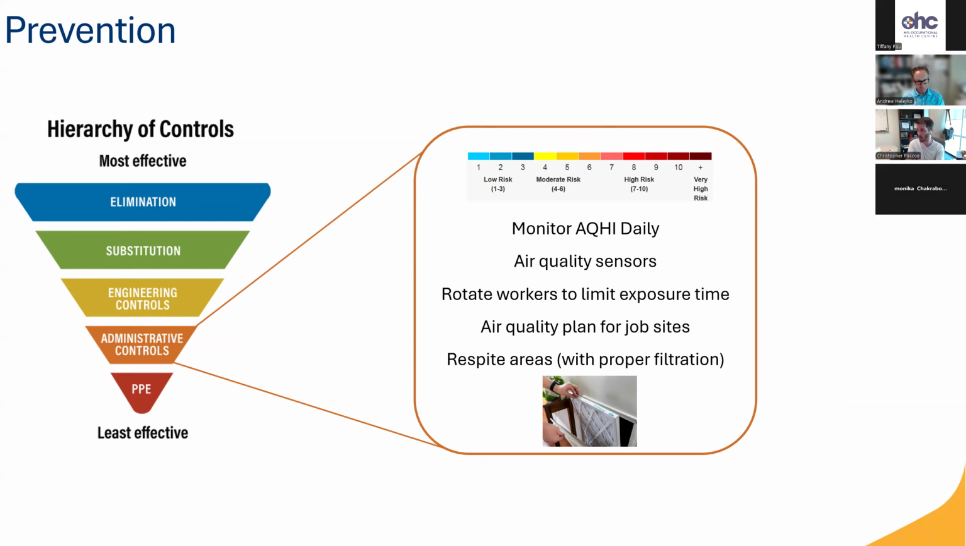You should be rotating workers to limit the amount of time they are exposed if the air quality is poor, providing them a respite area with proper filtration with a HEPA filter so they can get inside away from that poor air quality. And then have an air quality plan for job sites. At what level is it no longer going to be acceptable to be working outside? At what level do you implement rotating shifts? At what level do you start to convey some of those risks to people working outside?